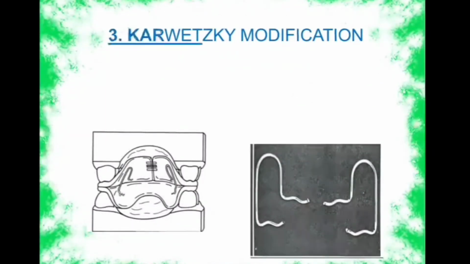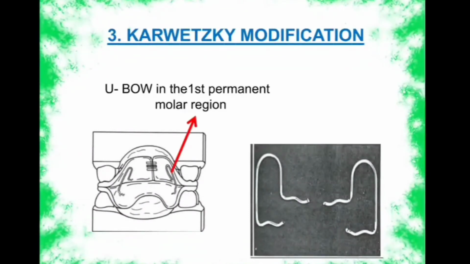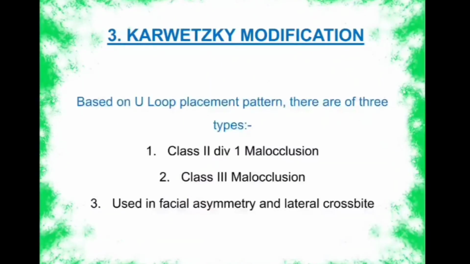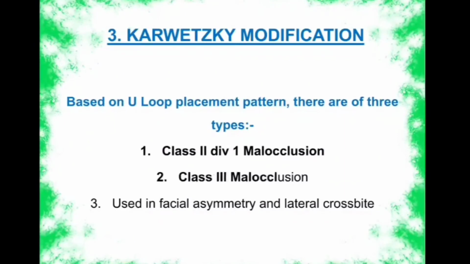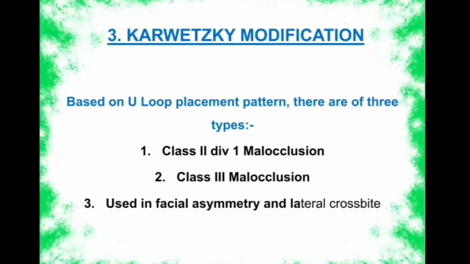Coming to the third modification, that is Karawatsky modification. Here, maxillary and mandibular plates are joined by a U-bow placed in the first permanent molar region. This U-bow consists of a long arm and a short arm. This type of activator also allows stepwise advancement of the mandible by adjustment of the U-loop. So based on the U-loop placement pattern, there are 3 types. The first one is used in class 2 division 1 malocclusion, the second in class 3 malocclusion, and the third in facial asymmetry and lateral crossbite cases.